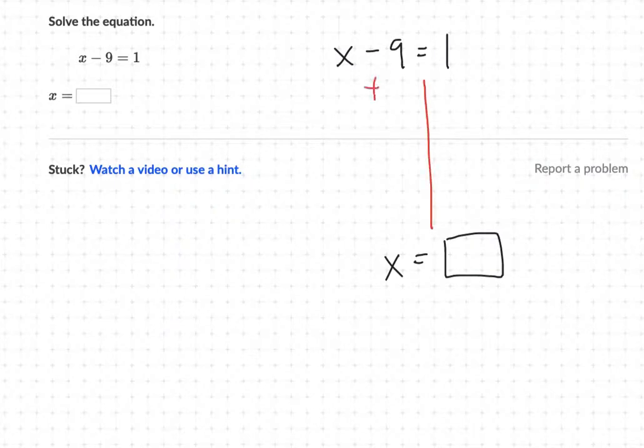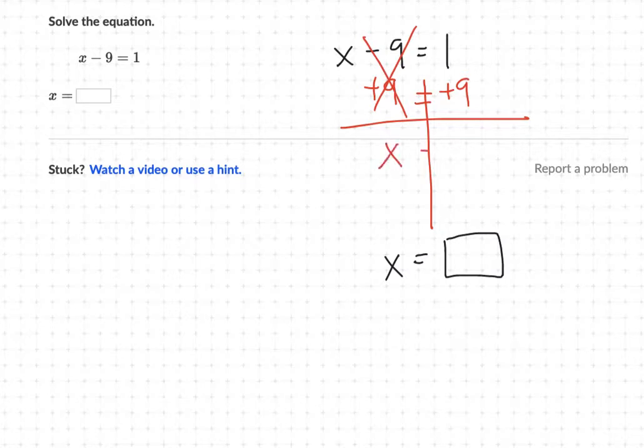So we have subtracting 9. The opposite would be to add 9 to both sides because we want to make sure it's a true statement. Subtracting 9 and then adding 9 back cancels each other out. You're undoing each other, so we end up with just x. And then this right here is 1 plus 9, which is 10. So 10 minus 9 is equal to 1.